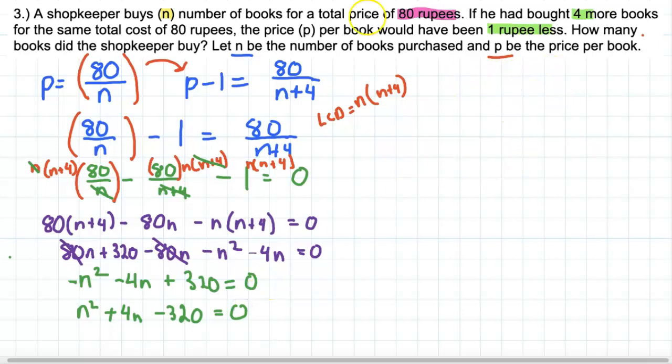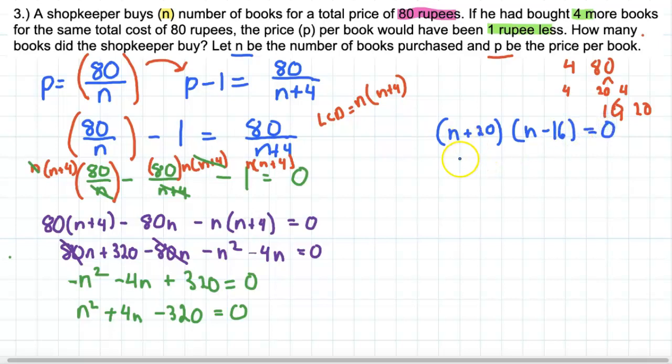Now we've got to factor that. We saw before that 4 and 80 are factors of 320, but we can't make those into a sum of 4. What if we did 20 and 16? The difference is 4, so we can make that work. So we have n plus 20 and n minus 16 equals 0. So n is equal to negative 20 or 16. We cross out the negative, because we can't have a negative number of books. So 16 is the number of books.